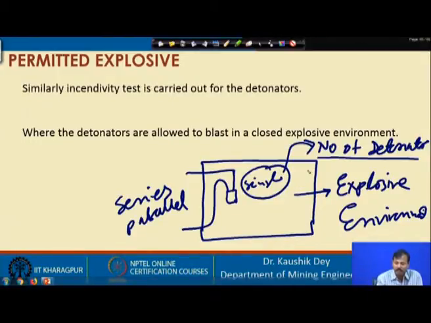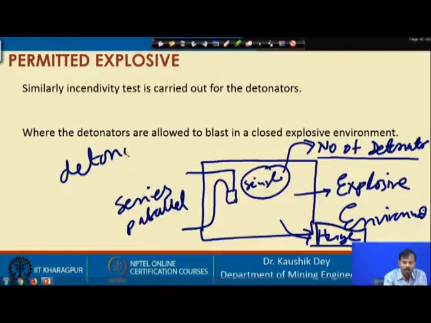The detonators are allowed to be detonated, and if they ignite the explosive environment, then a huge blast will occur. If a huge blast occurs, then we consider the detonator failed in the incendivity test. That means the detonator is not sufficient to be used for the underground explosive environment.